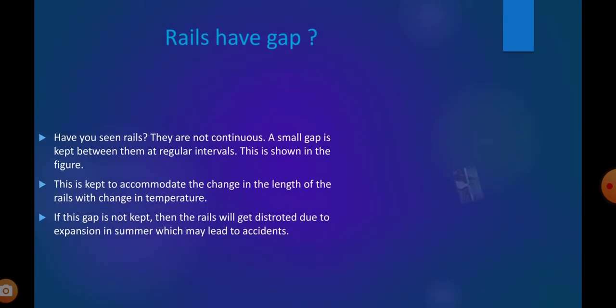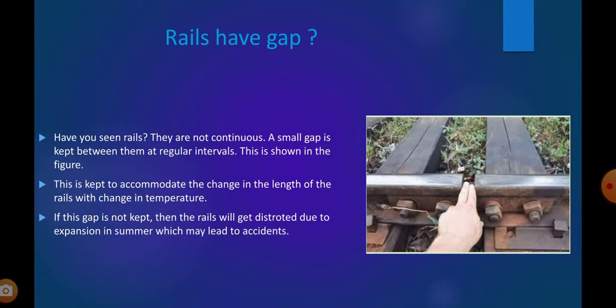Rails have gaps. Yes, this is very important. You must have seen that in between the rails there is a small gap. If you have not observed, you can observe whenever you are inside the railway station or whenever trains are not there on the track. Have you seen rails? They are not continuous. A small gap is kept between them at regular intervals. This is shown in the figure. See, two fingers' width of gap is kept between the two rails.